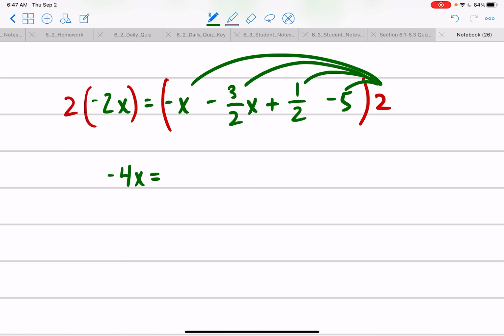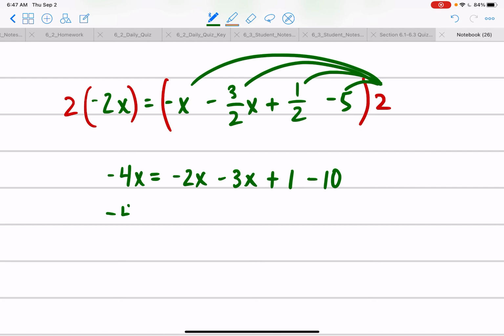Okay, so it's going to have 4, so it's going to be -2x there. This times 2, the 2's are going to cancel, so you're just going to be left with -3x there. So that's going to be -3x plus, when you multiply this by 2, again, the 2's are going to cancel, and you're just left with 1 there. And then 5 times 2 is 10, so -10 there.